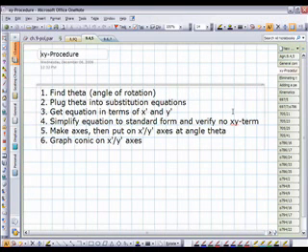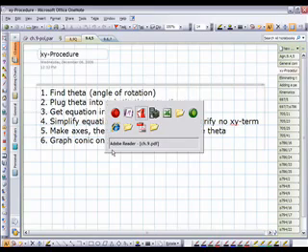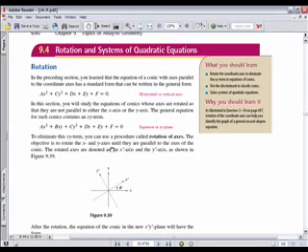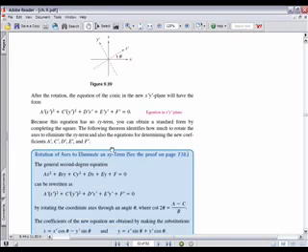Then we put on new axes at the angle theta, and we graph our conic on our new axes. So we find our angle of rotation, we plug it into some equations, which we then plug into our conic equation to remove the xy term. We make axes, we rotate the axes, we graph our conic on our new axes. So a little bit more detail about some of those steps.